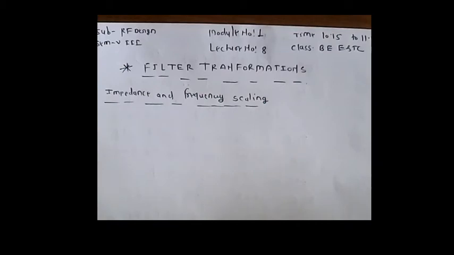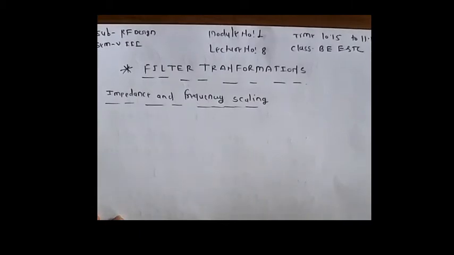Here we show how to design scale in terms of impedance and frequency to convert the low pass filter prototype into high pass, band pass and band stop characteristics. Several examples will be presented in this procedure. So first we define the filter transformation of the low pass prototype filter into the high pass, band pass and band stop filter with their characteristics, and we also solve several examples on this procedure.